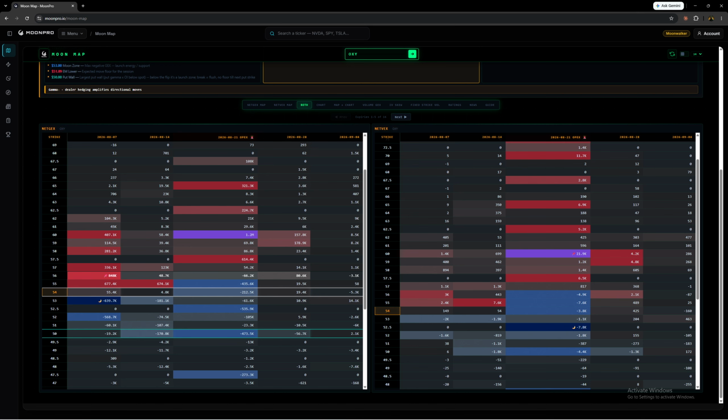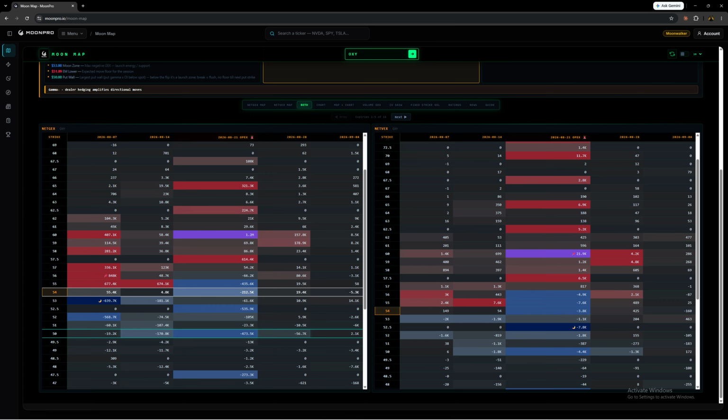Positive GEX is resistance, negative GEX is kind of like support. But the stronger that strike, the stronger that resistance or support, and it can work both ways. In positive GEX, price likes to stall, chop, grind, whereas in negative GEX, price likes to move, more expansion. You see bigger price movements in negative gamma territory.